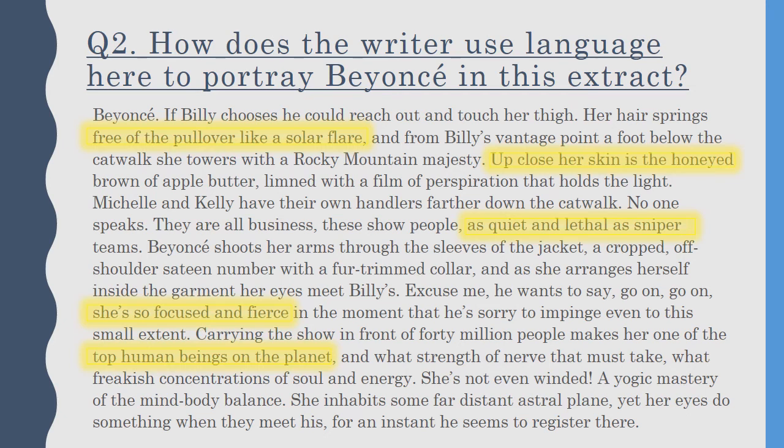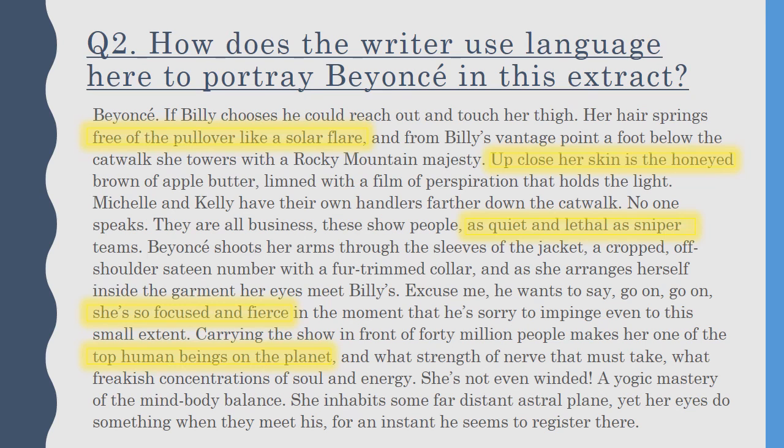Okay, so in this text, it's about Beyonce, which is fab. We've got "free of the pullover like a solar flare", so of course we've got the simile there. "Up close, her skin is the honeyed brown of apple butter." So we have a metaphor describing just how lovely she looks to this person. "As quiet and lethal as a sniper." So again, we've got a simile, and that kind of changes the tone slightly. It suggests that perhaps there's danger in the air.